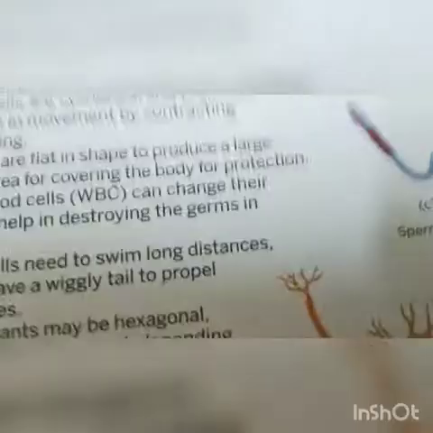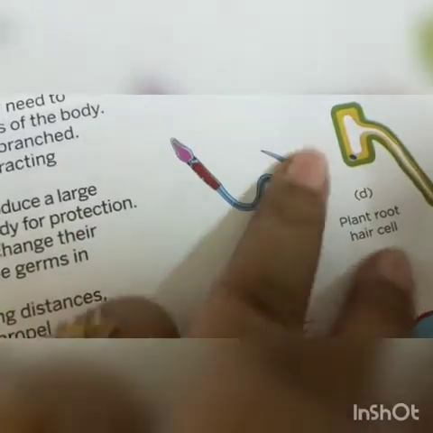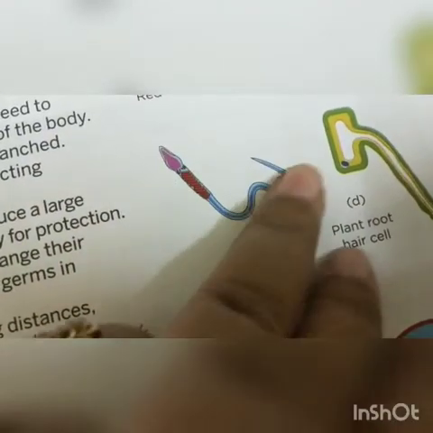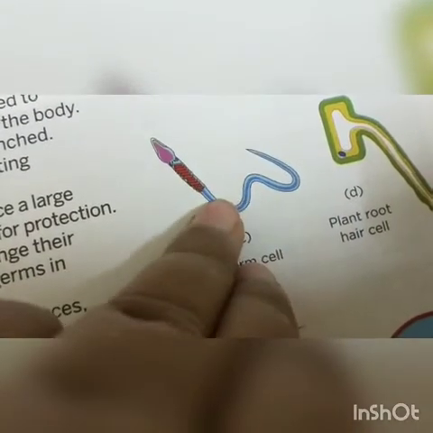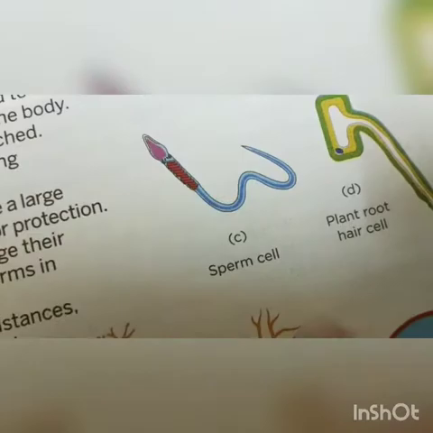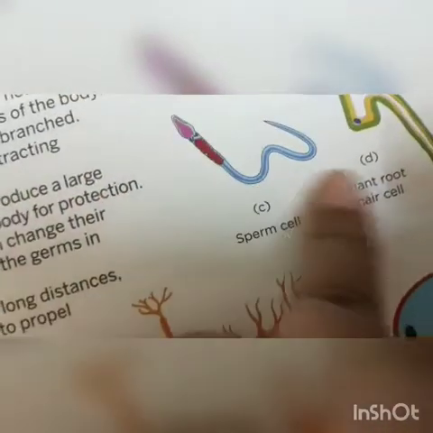Sperm cell. Here the shape of a sperm cell is given. This is a sperm cell. It is like a tadpole. Okay, it has a tail. So why does it have a tail? Because it has to move a very long distance. That's why. It is the same as a tadpole.